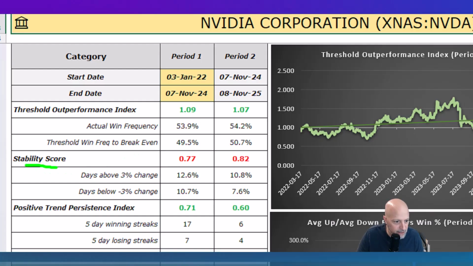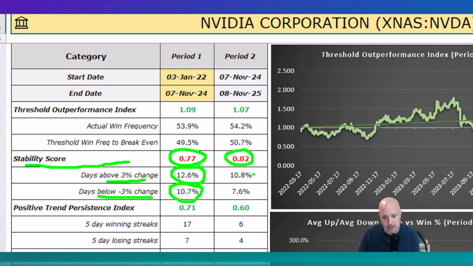Down here, we start to look at stability score. Basically, I'm counting the days above a 3% change in the positive direction and below a negative 3% change in the negative direction. And so we have 12.6% of our days above 3%, 10.7% below negative 3%. What you're left with is 77% of the days, and we translate that into a score by just making it a 0.77. Doing the same thing for period 2, we see it's 0.82, which means it's slightly less volatile than it was in period 1.